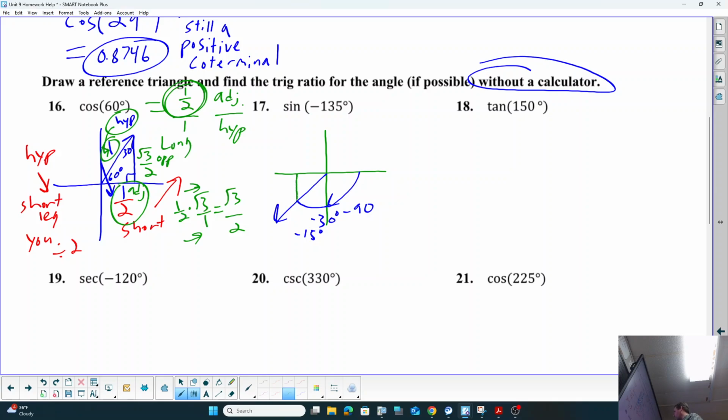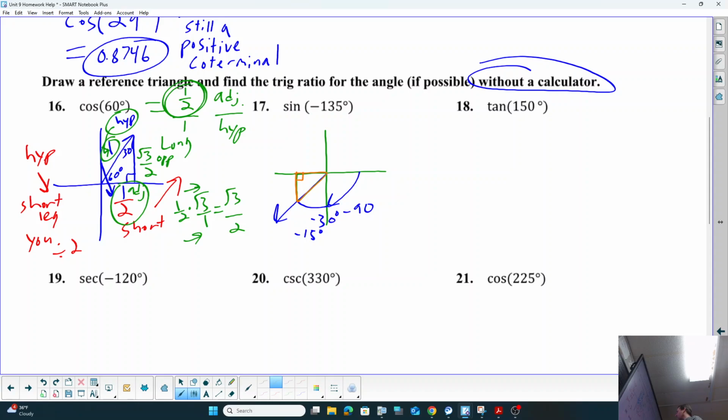Okay, so now we're going to draw a reference angle. So this is going to be our triangle right here. Let's do it in orange. So here's our right triangle.